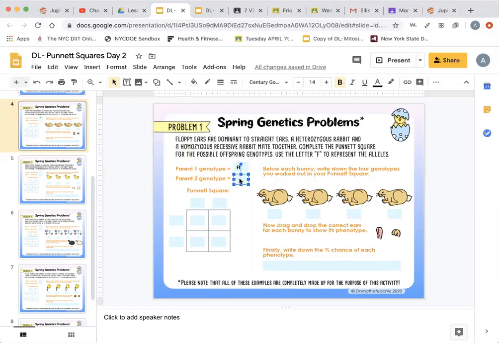Okay, parent 2 genotype. So a heterozygous rabbit and a homozygous recessive rabbit. Homozygous recessive. Recessive means lowercase letter. Homozygous means they're the same. So this one, you will type in lowercase f, lowercase f. Pretty simple. All right, it does not matter which parent you put in the top boxes versus the side. I just do whichever comes first, goes top, capital F, lowercase f, and over here, lowercase f, lowercase f.